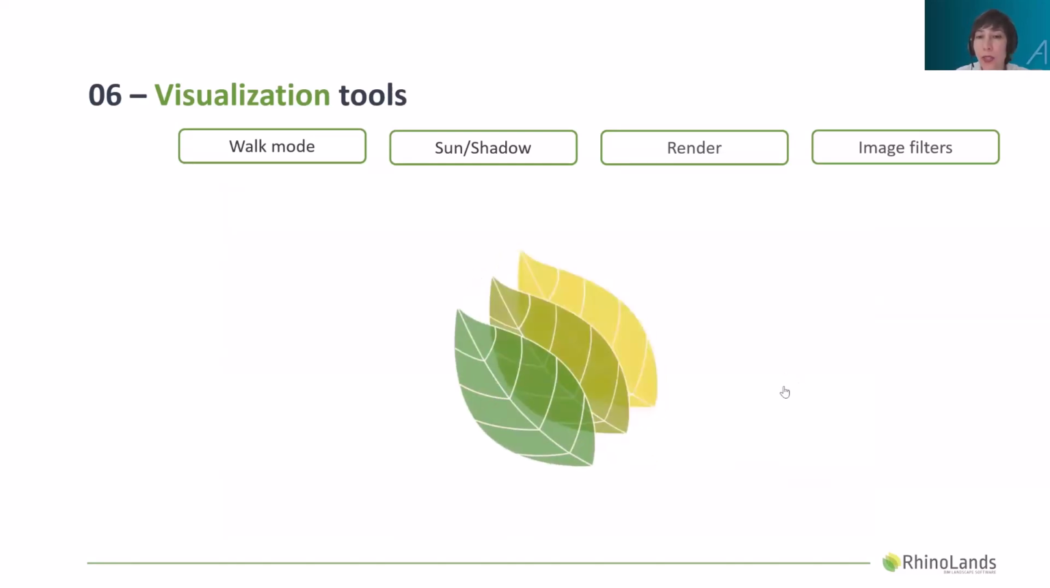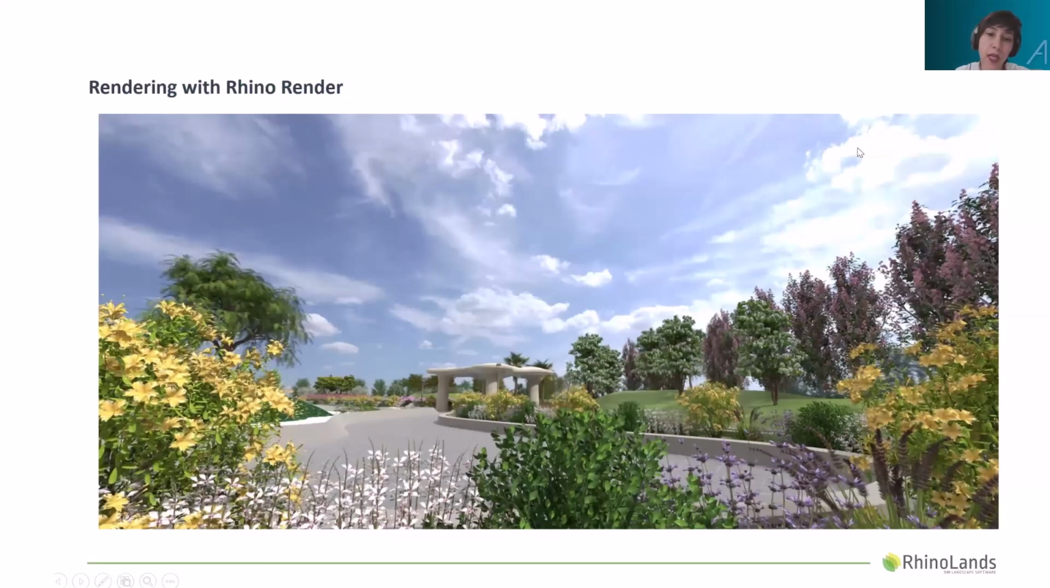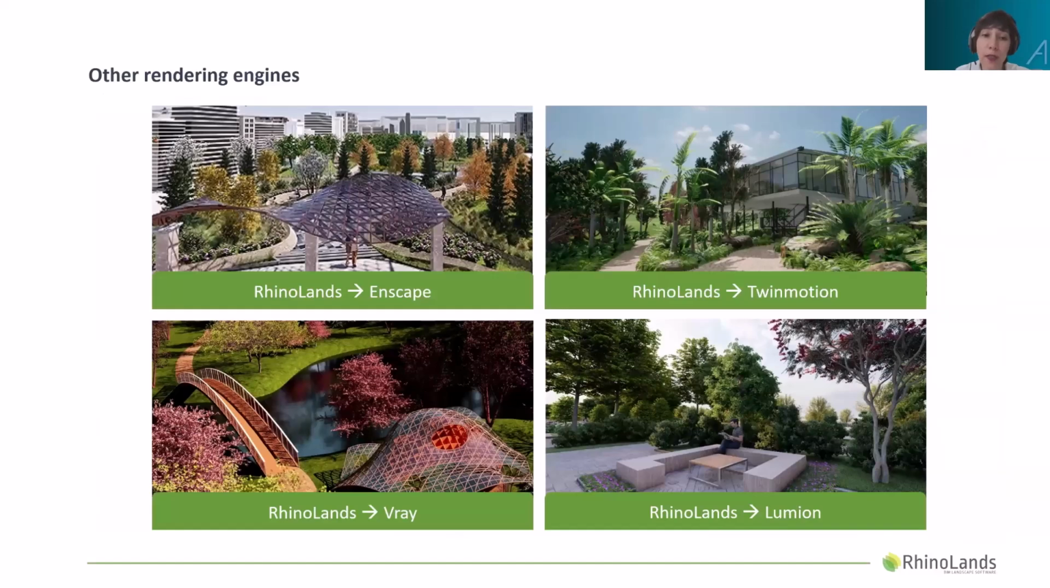We have also render options, which is Rhino render and additional renders that are compatible. And there's an image filter inside the program. Without using any external rendering engine, this is the result that we can achieve by using Rhino render, the internal render of the program. But in case we prefer to use a more powerful rendering engine, these are the examples of the connection. So we can see how the project would look by using Enscape, Twinmotion, V-Ray, or Lumion. All of them are compatible with the program.